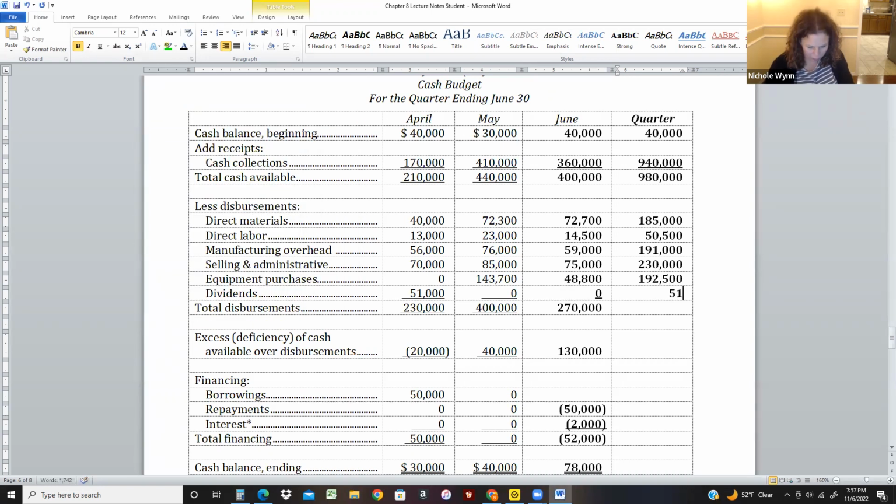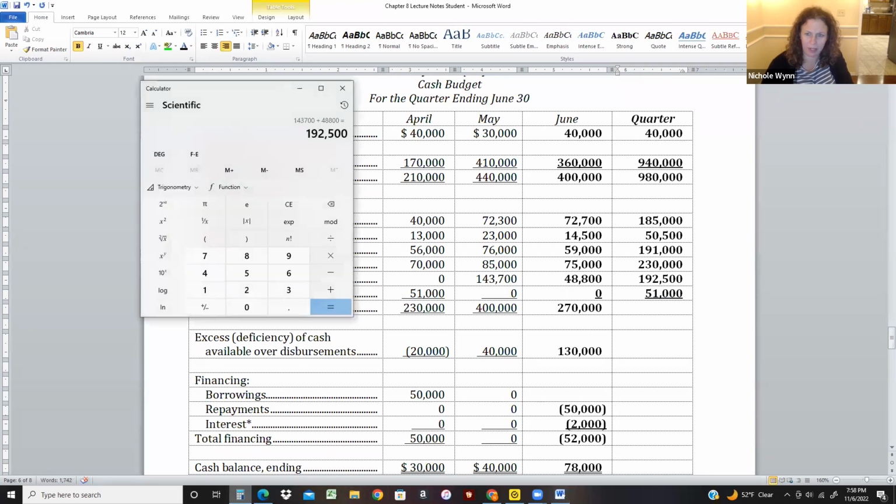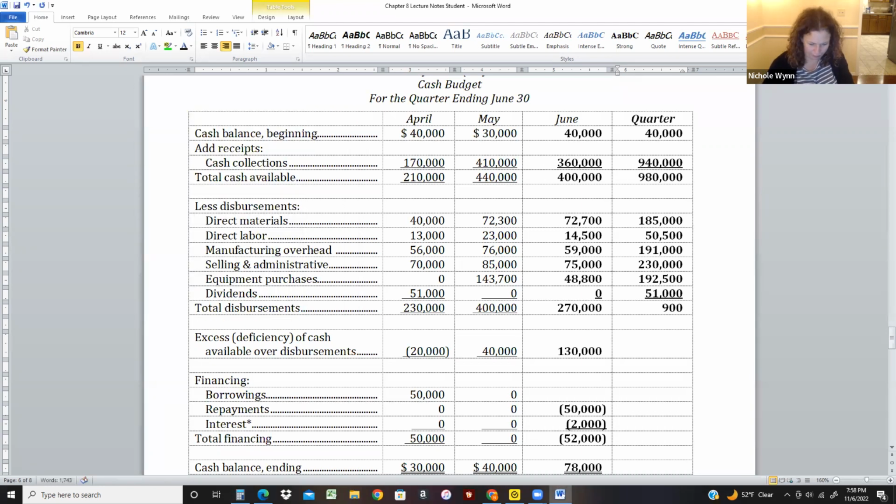And my total of my dividend was 51,000. Let's underline that. And then let's add up my total of money I spent for the whole quarter. 185, 55, 191, 230, 192,500, and 51,000. 900,000. Let's double underline that. And so, okay, 980 minus 900 is 80. So I have 80,000 left over.